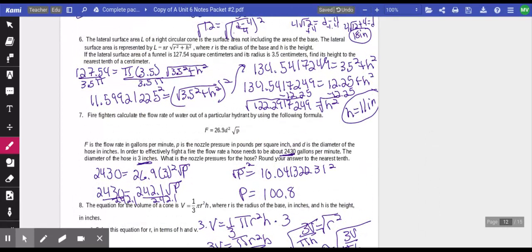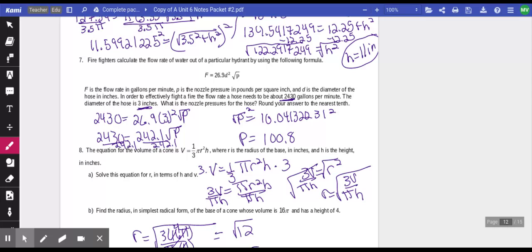Okay, so number 6, I started by substituting in my L and my R. I then wanted to divide both sides by 35 pi because I want to isolate the radical. The opposite of taking square root is square. So I squared both sides, and then I squared 3.5, subtracted 12.25 from both sides, took square root, and I got H equals 11. For number 7, again, I substituted my information. First thing I did is simplify 26.9 times 3 squared. I then divided both sides by 42.1 and then squared both sides to get P equals 100.8.